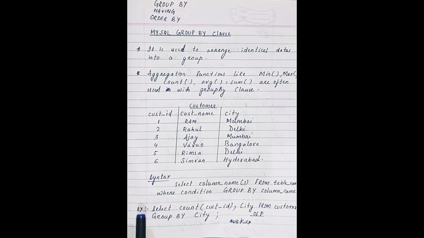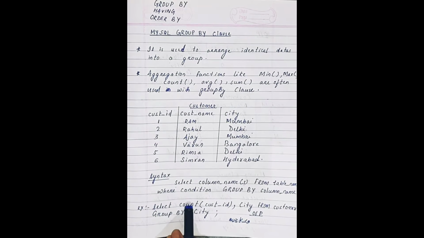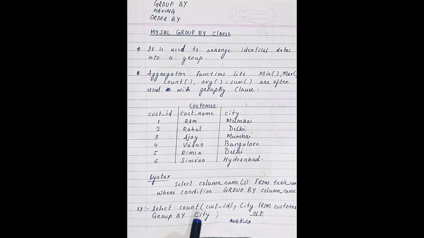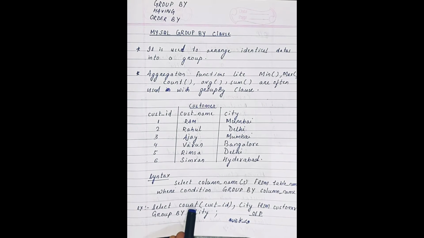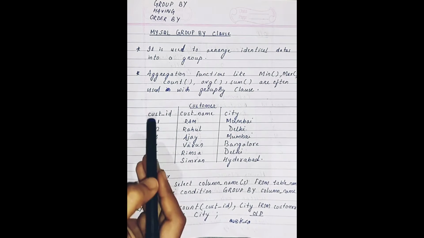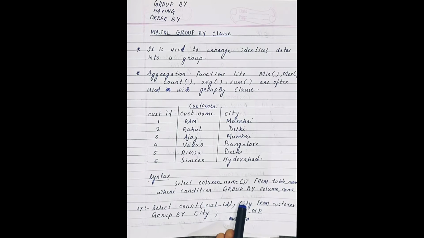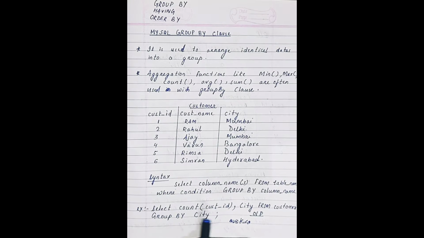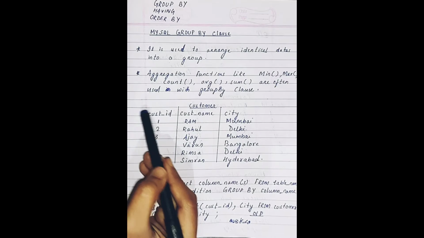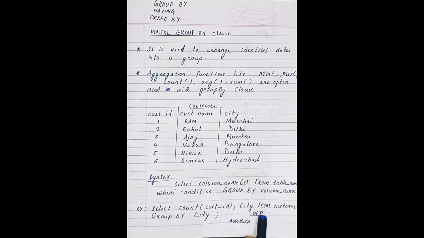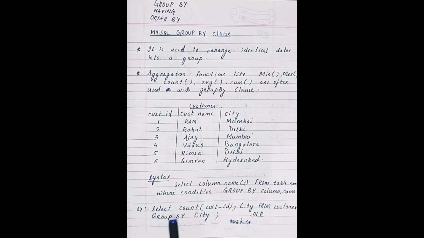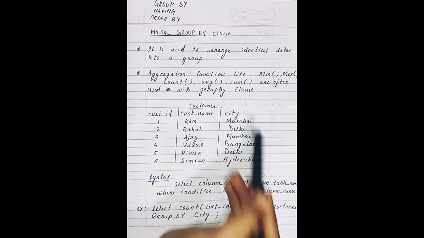Then moving ahead to the query, that is select count cust id. Here we are using the count aggregation function and we are specifying the column name as cust id, so the count function will be applied to the cust id column. Then city. So in the output section we simply want to display the count cust id and city. Then from customer table, group by city, like we were specifying, applying the group by clause on the city column.